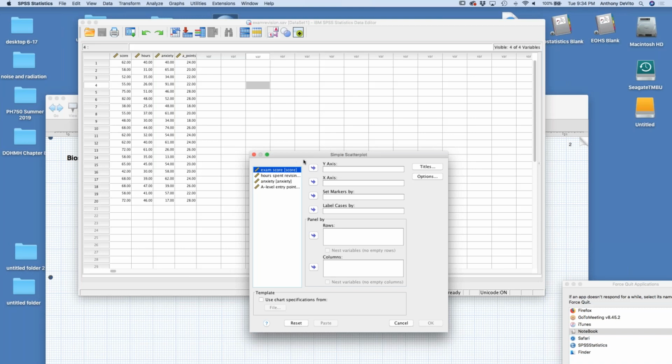As far as correlation is concerned, it doesn't matter which of these we put into the x-axis and the y-axis. That will change when we go to regression. Regression is something we use predictively to try and predict what a person's score might be based on various other measurements that we might have for that individual. So I'm just going to move exam and hours into the x and y axes and click OK. I don't need to put titles in at this stage.